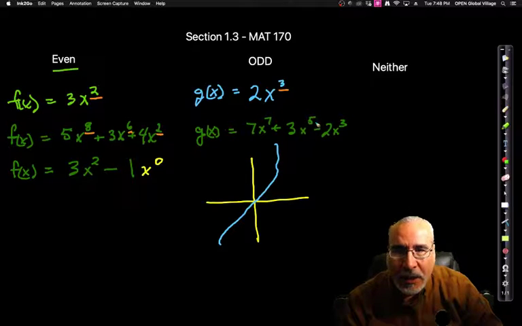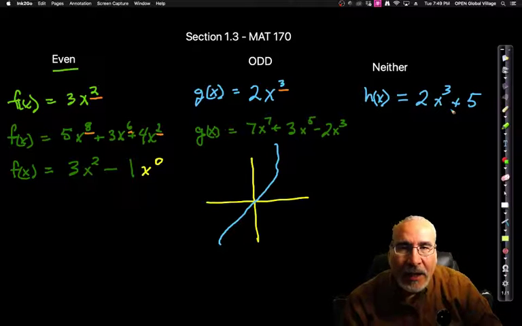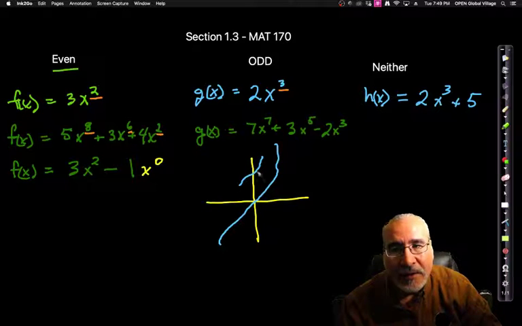Neither happens when we get some kind of function, we'll just call it h of x, and a good example of this would be something like 2x to the third plus, let's just go plus 5. And again, what this did is it took a function that had origin symmetry and moved it up 5. So it would look something like this. So it's no longer symmetric about the origin. It's because it's been moved off the origin.